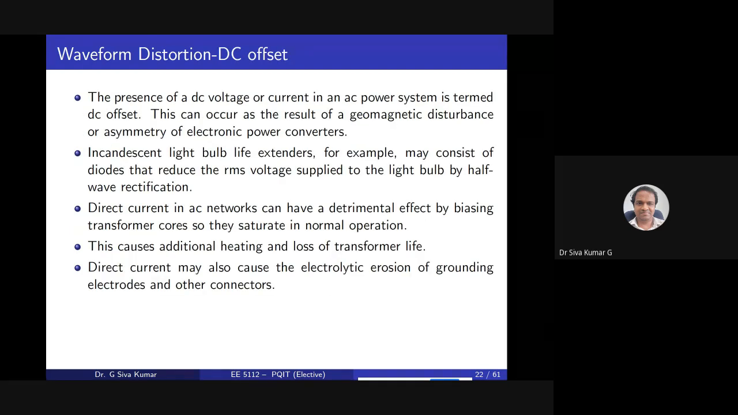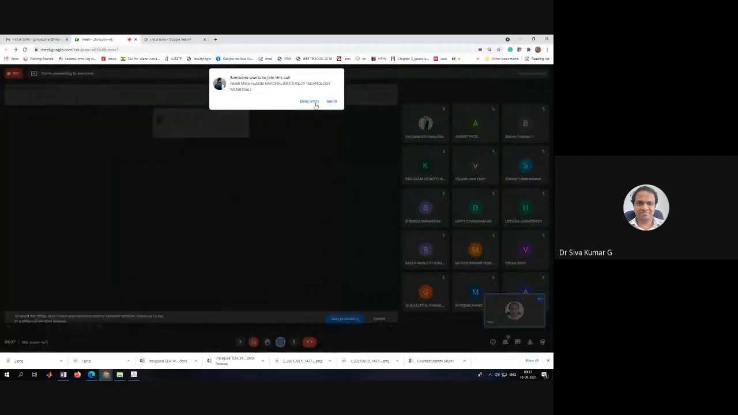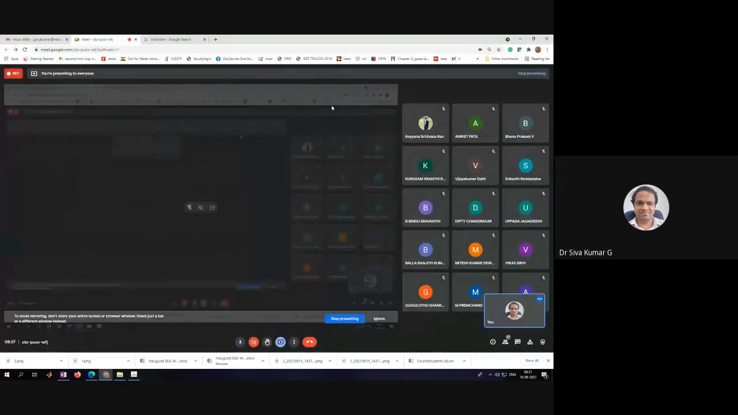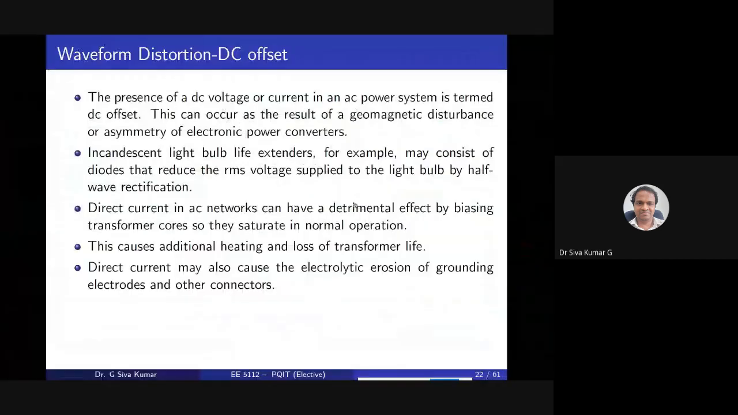The DC offset is going to occur because of the DC loads, maybe the incandescent light bulb life extenders, which may consist of diodes that reduce the RMS voltage supplied to the light bulb by half-wave rectification. Okay.